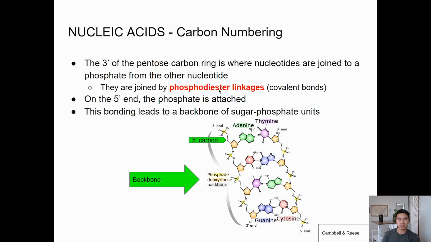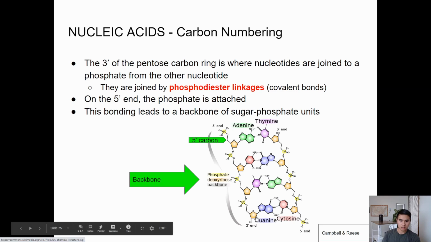and remember which type of linkage it is. The 5' end is where the phosphate is going to be attached. So 3' end nucleotide, 5' end phosphate, and this creates a backbone of sugar phosphate units. So you see the backbone right here? That's essentially what's going to happen. You have a backbone of sugar phosphate, and on the inside you have the nitrogen containing bases.